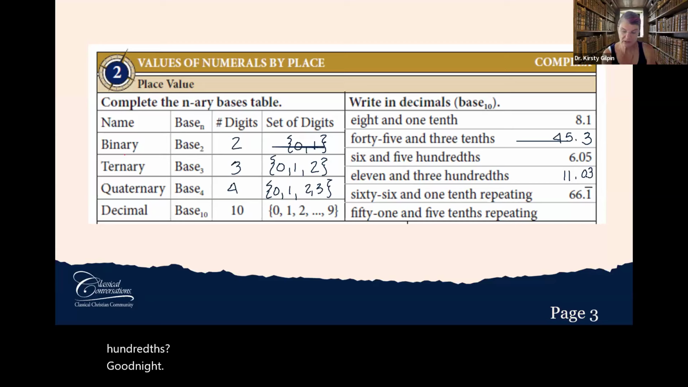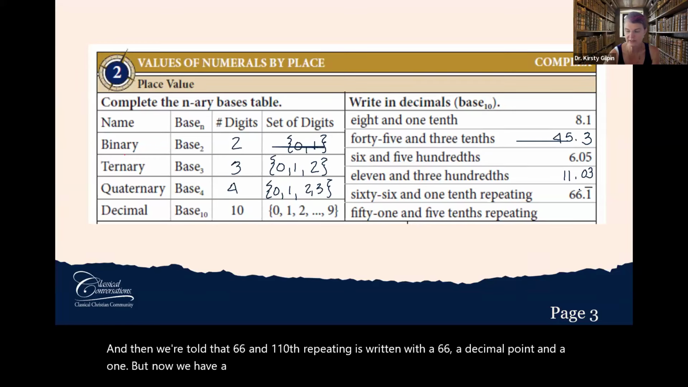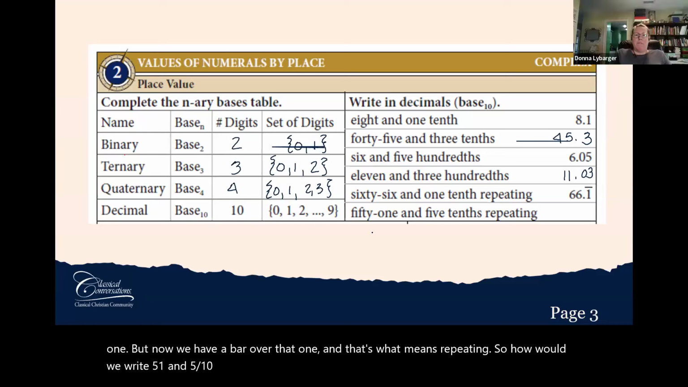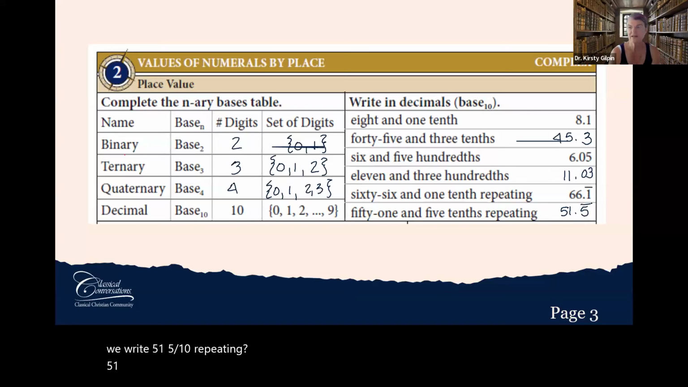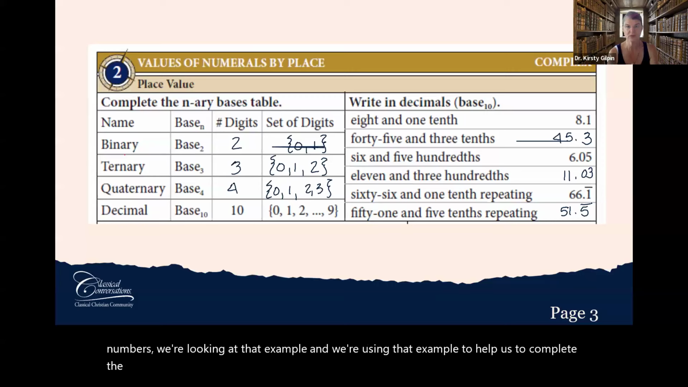And then we're told that 66 and 1/10 repeating is written with 66, a decimal point, and a 1, but now we have a bar over that 1. And that's what means repeating. So how would we write 51 and 5/10 repeating? 5, 1, decimal 5 with the bar over the last 5. Good. So notice here that even if I'm not really certain about how to write these numbers, we're looking at that example and we're using that example to help us to complete the exercise, to write the next one down.